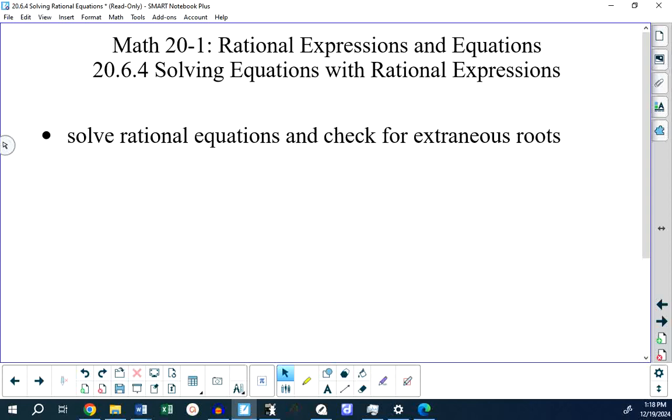What we're doing now is solving equations that have rational expressions in them. So this is lesson 20.6.4, and then we have one more lesson after this, which we will cover tomorrow.